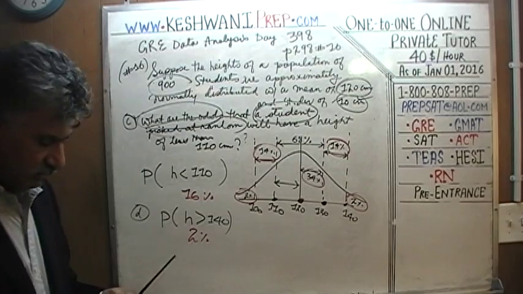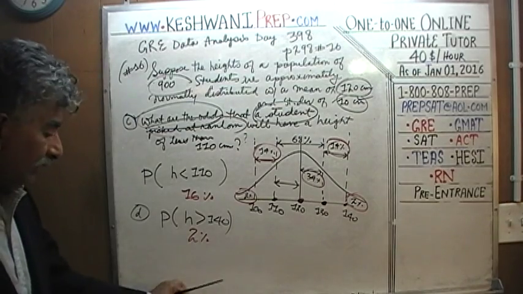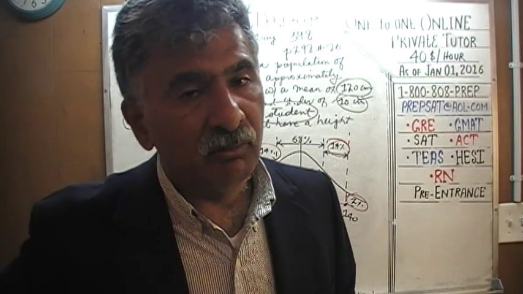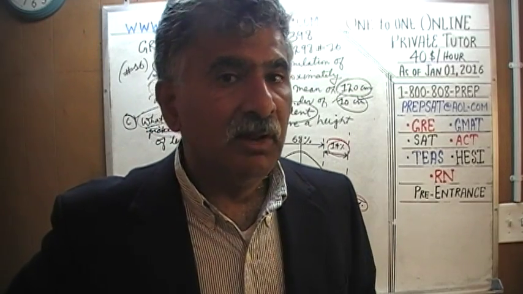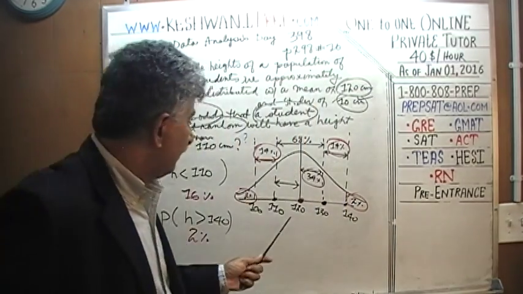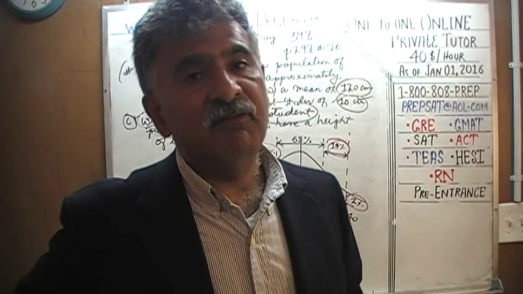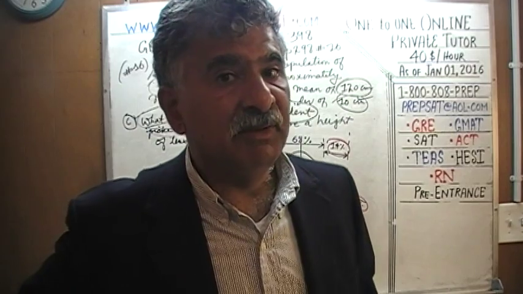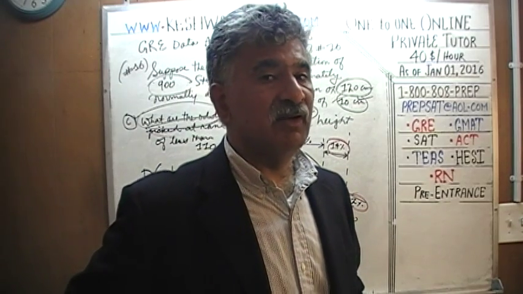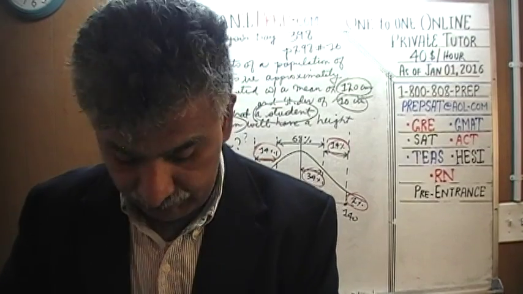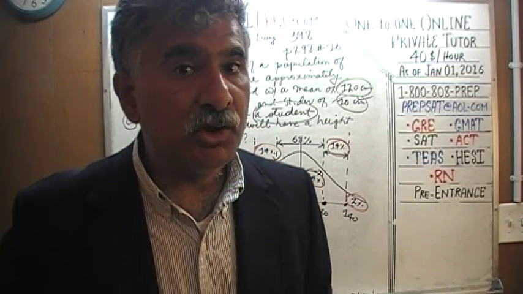It's only 2%, highly unlikely, that a student that you pick at random will have a height of more than 140 centimeter, given the fact that the average in the school is only 120 centimeter and the standard deviation is 10 centimeter. So the odds of picking somebody with a height of 140 centimeter is very low, or at least not very likely, only 2% chance.